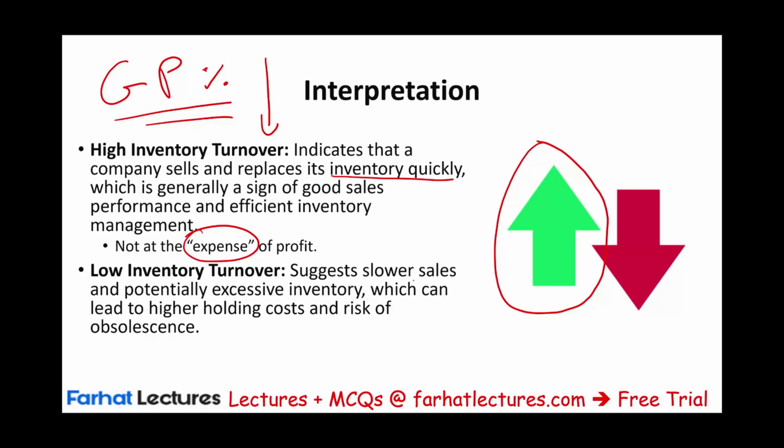Low inventory turnover suggests slower sales and potentially excessive inventory, which can lead to higher holding cost and risk of obsolescence. If something is not selling, a few things could happen. It could become obsolete after a while, or you're going to have to lower the price to sell it. If you lower the price, you might either generate less profit or even incur a loss. So low inventory turnover is never a good sign. And if your inventory is not turning, is not selling, you need to know why. And that's why measuring inventory turnover will tell you a lot about your company. It will tell you a lot about your product. It will tell you a lot about your operation. And that's why it's important.